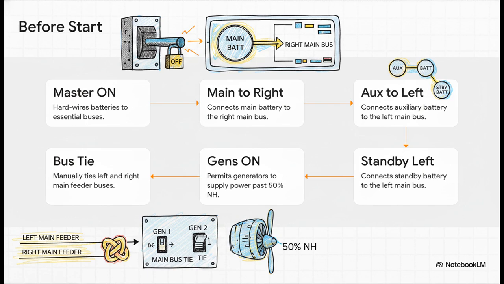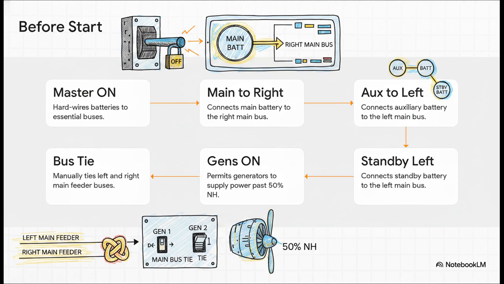Okay, let's look at the exact before start sequence. Step 1. On the DC control panel, switch the battery master lever from off to on. This closes 3 contactors, hardwiring all batteries directly to the essential buses, completely independent of the EPCU. Remember, master first. Nothing flows without the master connecting those essentials.